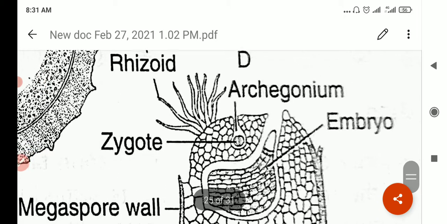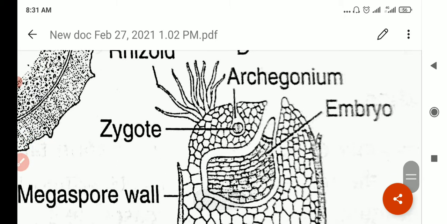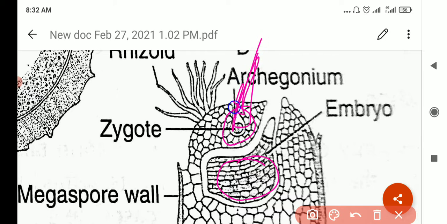This is one zygote. This is another zygote. This zygote, this one also, will grow up to become an embryo like that.